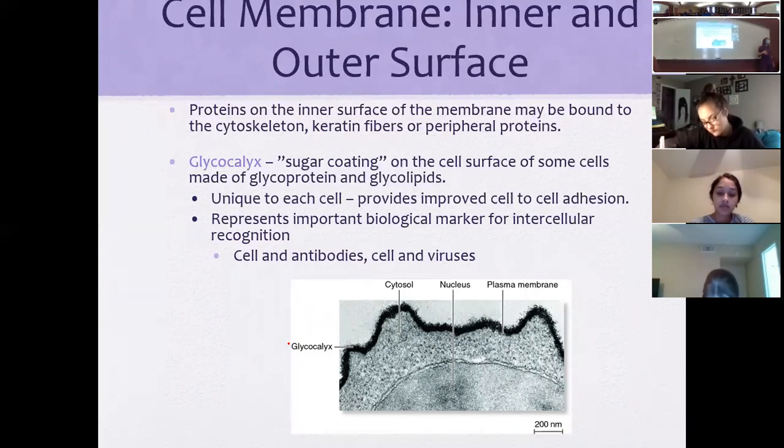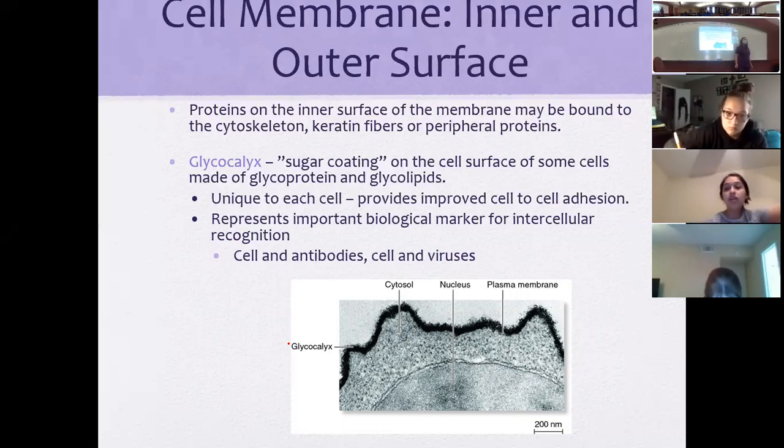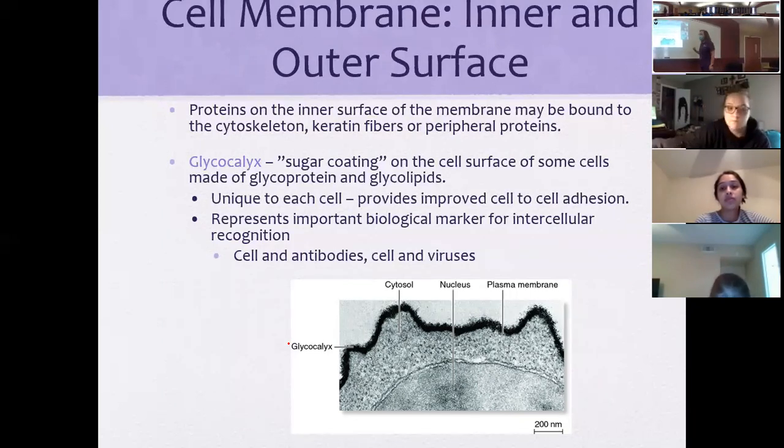This is a glyco, meaning sugar, calyx, meaning coating or covering. This is how cells identify each other. They have this sticky coating on the cell, and when they come in contact with another cell's coating, it's almost like a blind person reading your face. They're able to read this coating, and they're able to identify who is supposed to be there and who is not. These coatings are unique to every cell.